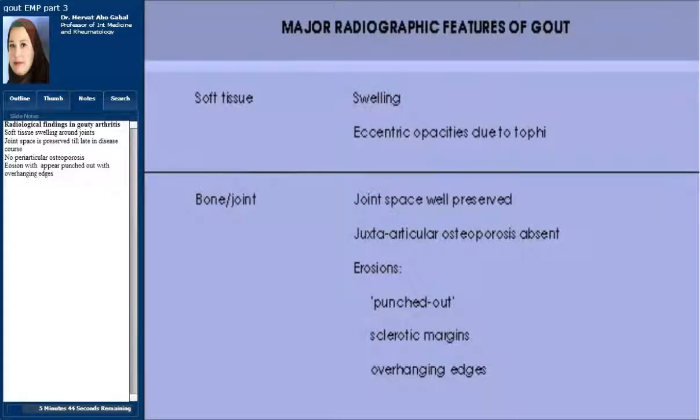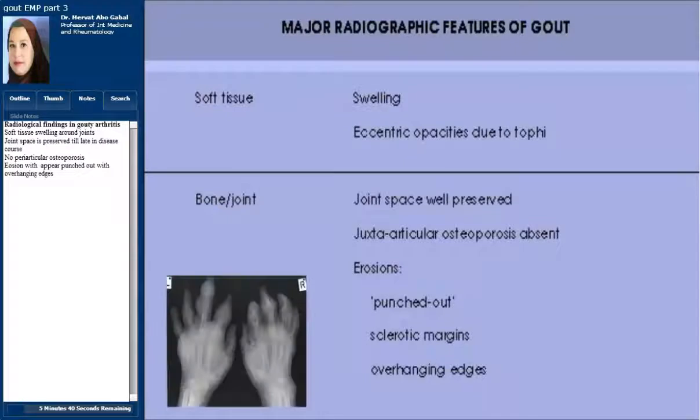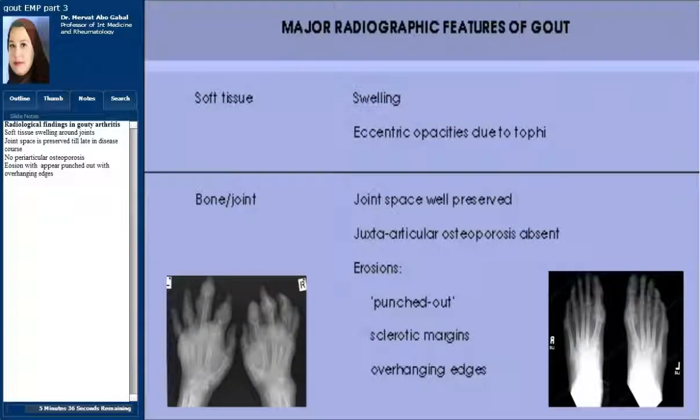Regarding radiologic findings in gouty arthritis, usually there is soft tissue swelling around joints. Joint space is preserved till late in disease course. No periarticular osteoporosis. Erosions appear punched out with overhanging edge.